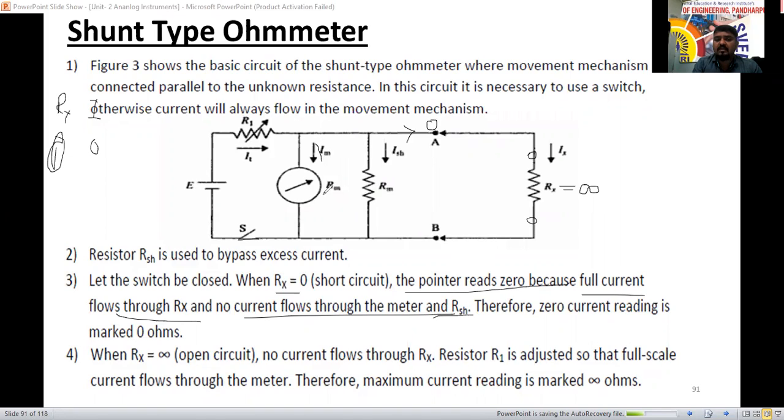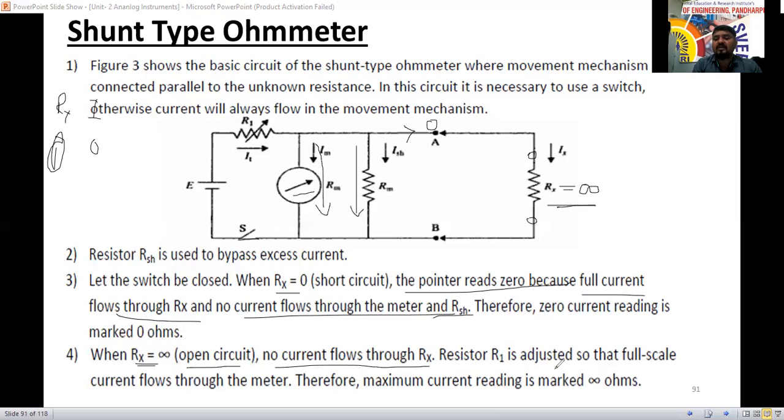Whatever the current is there, maximum will flow here. If the excess is there, the excess current will flow here. So if the resistance is infinity, then full scale deflection current will be there for this meter. Now, when Rx is infinity, the circuit acts as an open circuit. No current flows through Rx.